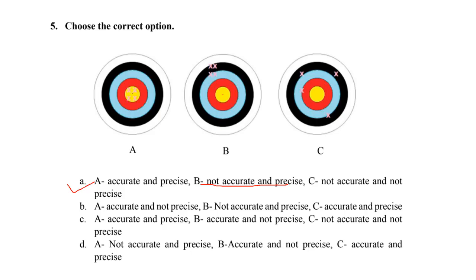But in the case of B, the point is very far from the true value, so it is not accurate. But it is precise because it is coming again and again. So that's why the value is not true. That is not accurate, but it is precise. I hope you understood now. And in the C case, it is neither accurate nor precise. So option A is correct.